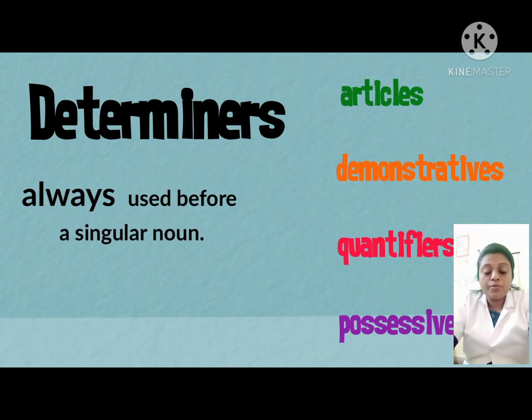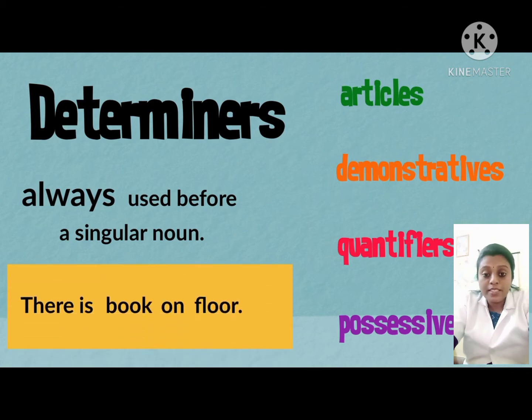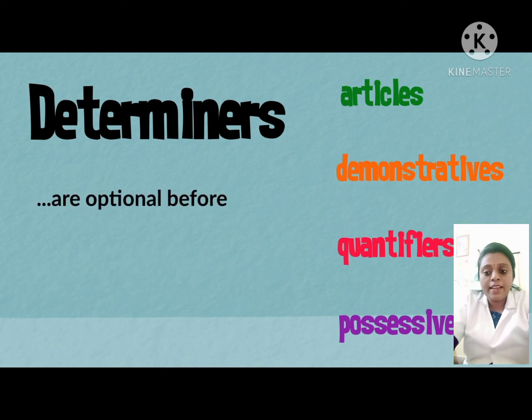Determiners are always used before a singular noun. Please keep that in mind. It is always used before a singular noun. Example, there is a book on the floor. Book is singular, okay? And floor is also singular. So before these nouns, we have to use determiners. And we have used a and the.